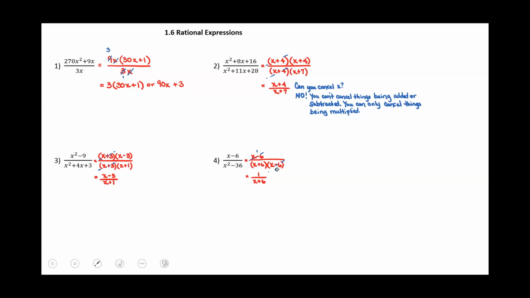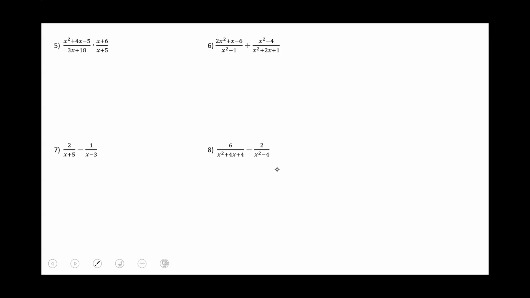So now that we know how to simplify a rational expression, we want to look at how we can add, subtract, multiply, and divide them. All right, let's start with multiplying and dividing. So for our first problem, for number 5, we'll start the exact same way: we want to go through and factor everything. So our numerator is a trinomial that'll factor into two binomials. And then we can take out the greatest common factor out of the denominator of the first fraction. And so if we take out a 3, we're left with x plus 6.